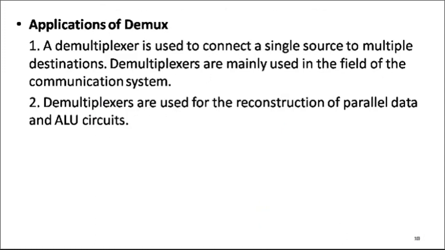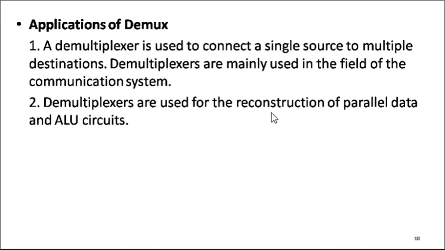Now next is the application of demultiplexers. A demultiplexer is used to connect a single source to multiple destinations. Demultiplexers are mainly used in the field of communication systems. Obviously, one line in and a number of output lines, so one source to multiple output lines. Demultiplexers are also used for reconstruction of parallel data and in the arithmetic logic unit, ALU, circuit.